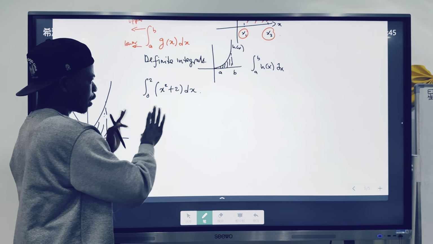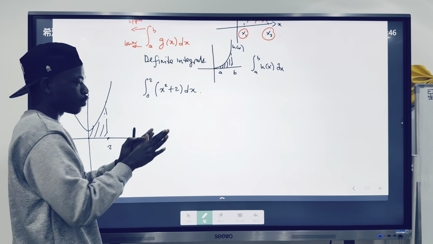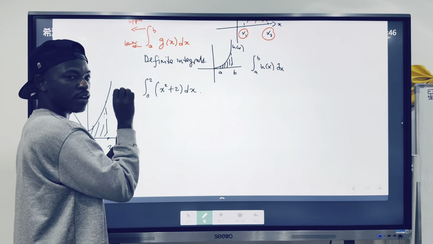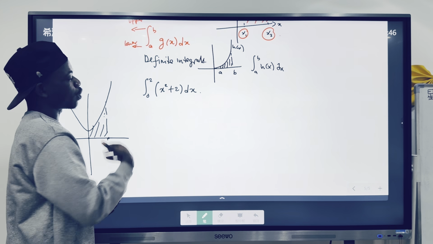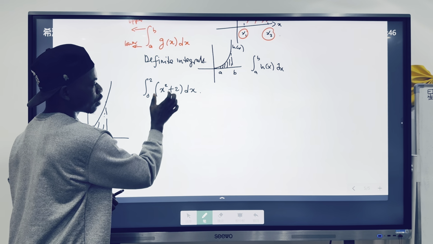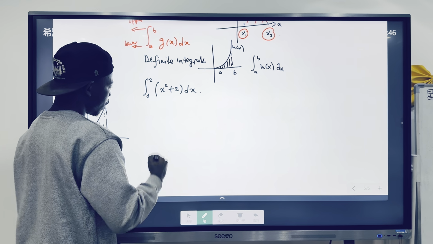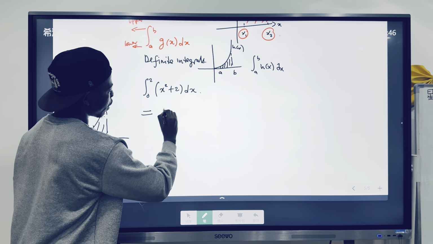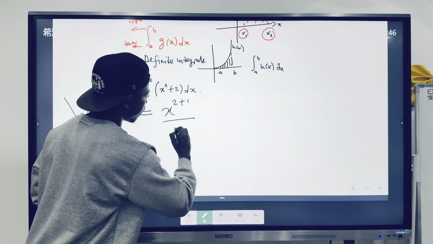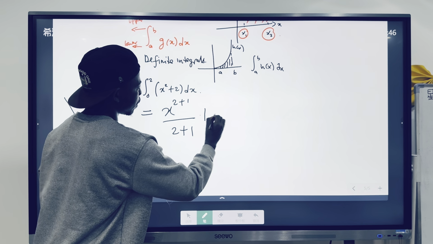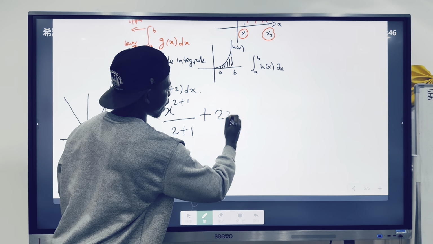You don't necessarily need to know the shape of the function. What I just want you to understand here is how to evaluate this integral. So the question will come, evaluate this. So integrate from 0 to 2, x squared plus 2 dx. We apply the same rules. X to the power 2 plus 1, the power increases by 1. Then we divide by 2 plus 1. Then we can see this one has no x, we just give it x.